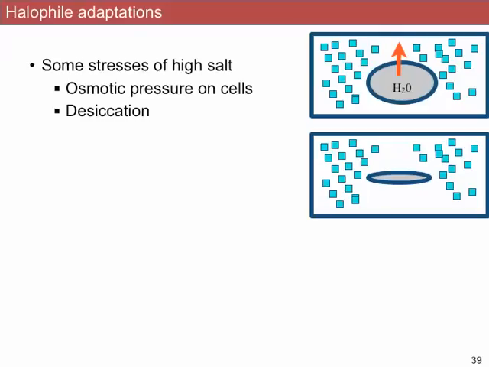Here's just a cartoon of a cell, and you put it in an environment where these are supposed to represent salt ions, some sodium, potassium, whatever. The water inside the cell will try to leave the cell to balance the osmotic gradient of having these high ion concentrations outside the cell. And the cell will basically desiccate. It will lose its water. Many cells do not like that and die.